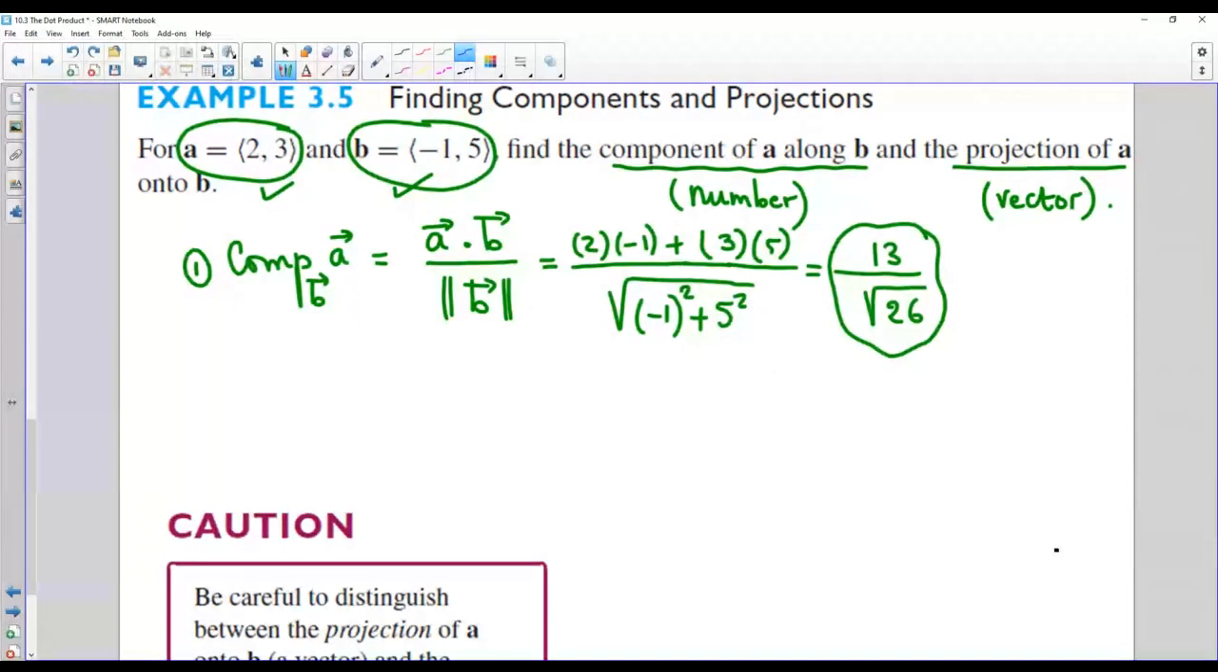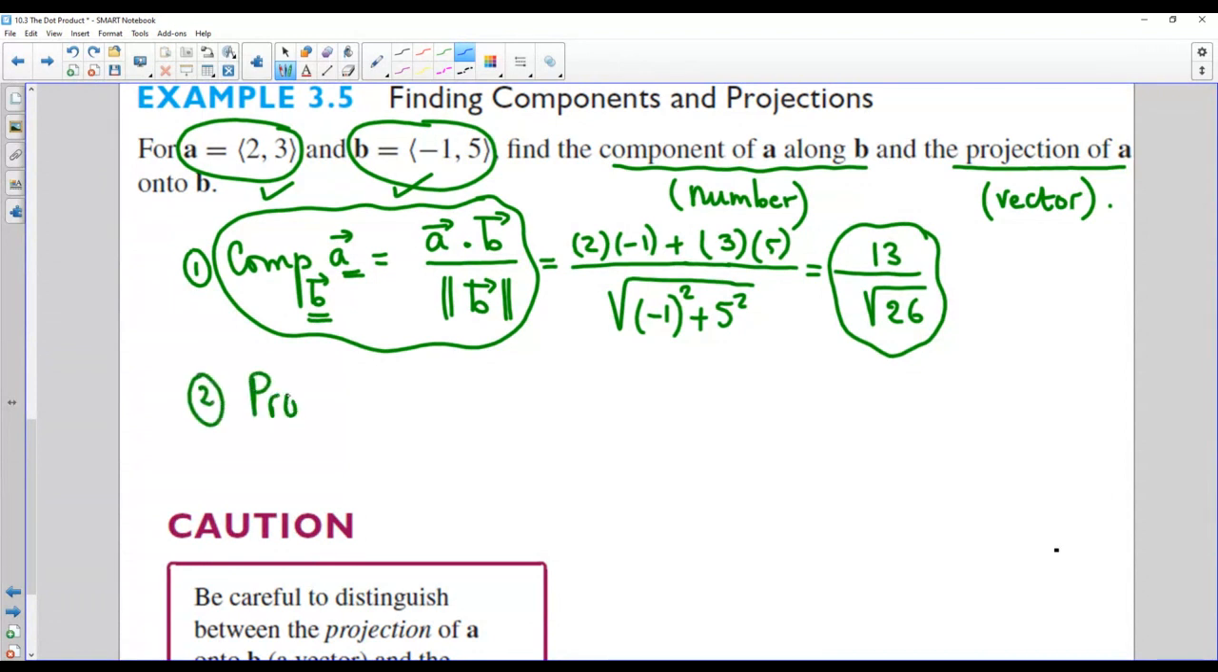Just use the rule, basically. The component of A along B is, this is the formula. And then the second one is the projection now. I want the projection of A onto B, or in the direction of B.